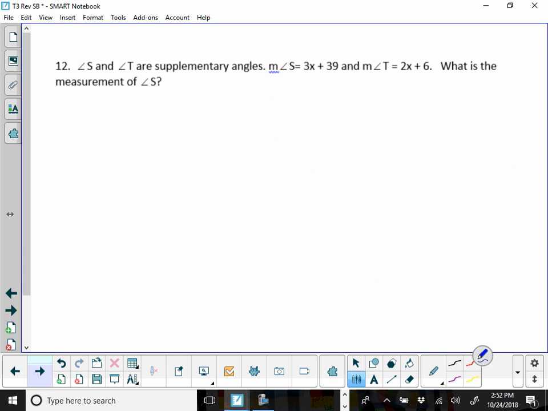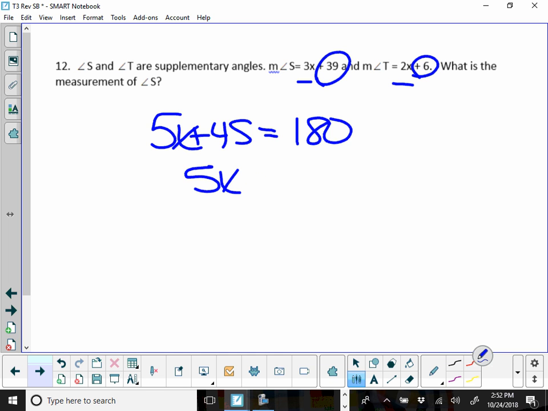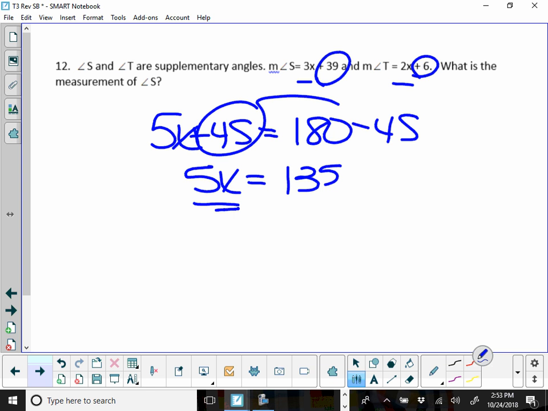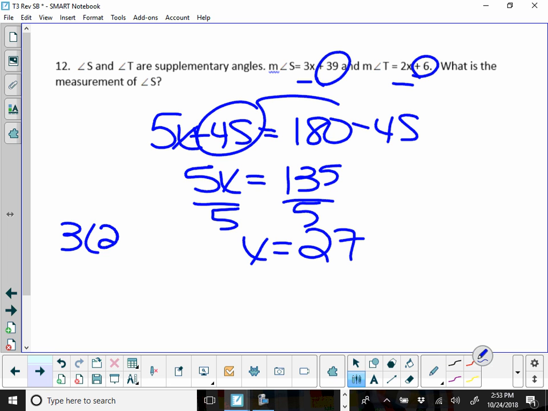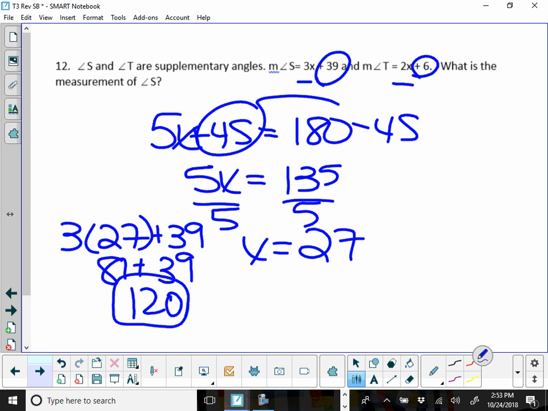All right, S and T are supplementary angles. Supplementary means 180, so we're going to add them up. So 3x plus 2x is going to give me 5x, and 39 plus 6 is going to give me 45, and that equals 180. So move your 45, and then divide by your 5. So x is 27, but they want angle S, so that's going to be 3 times 27 plus 39. Should be 120.